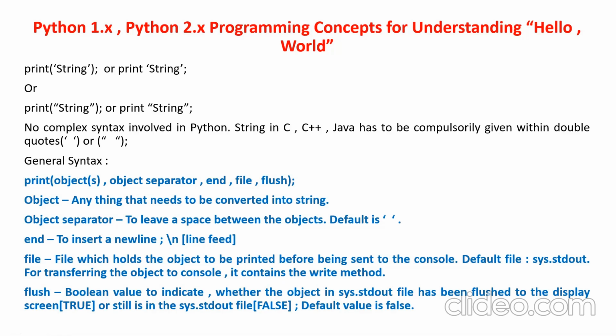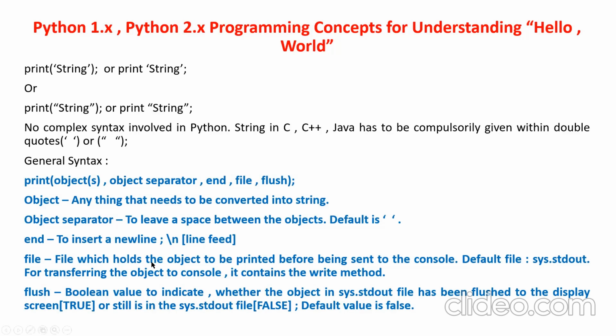Sys.stdout is what holds the object to be printed before sending it to the screen. So it will not be sent directly. First, whatever string you give in the print method will be transferred to a file, and from the file it will go to the display screen. So the default file is sys.stdout. This stdout is nothing but an object. It has a write method. The write method transfers the string from the file to the display screen.